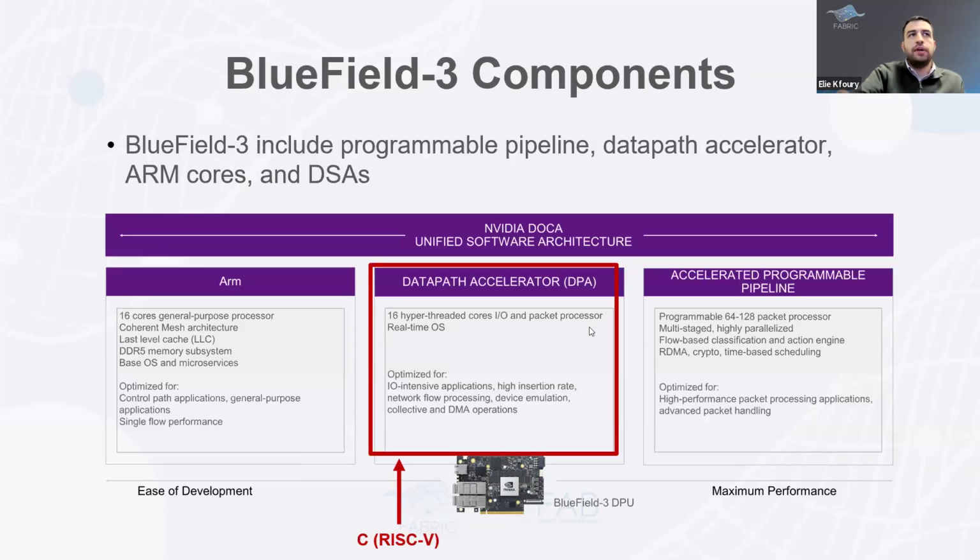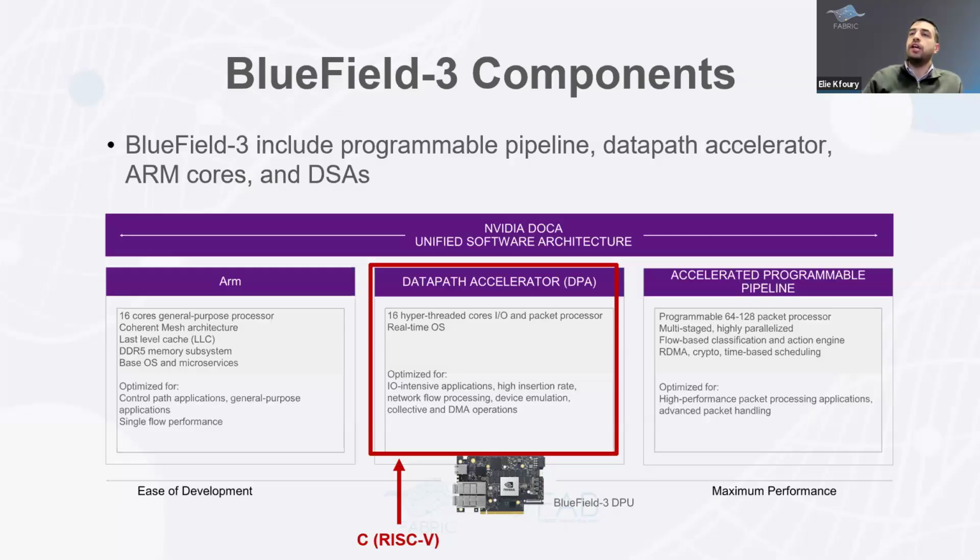The second component is the DPA. So these are 16 hyper-threaded cores, and they have a real-time operating system. These are optimized for IO-intensive application, high insertion rate, network flow processing, device emulation, collective and DMA operations. So basically, these cores, also you program them in C, but they are RISC-V based, so you don't have all the things that you would do in a regular C application. But if you can write your application there, you will get the performance.